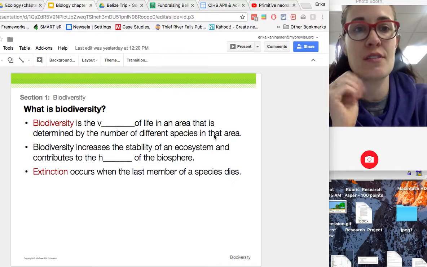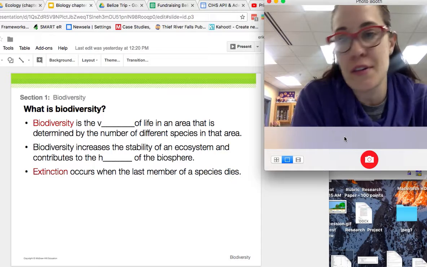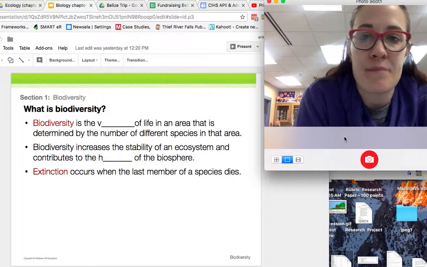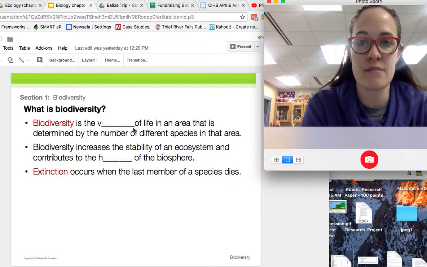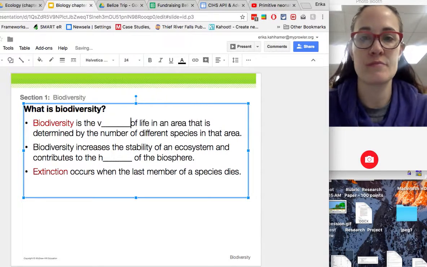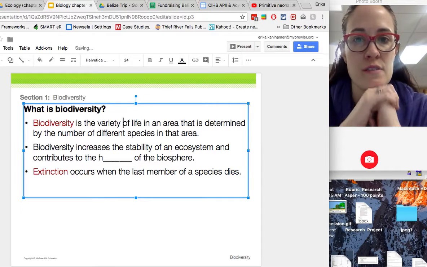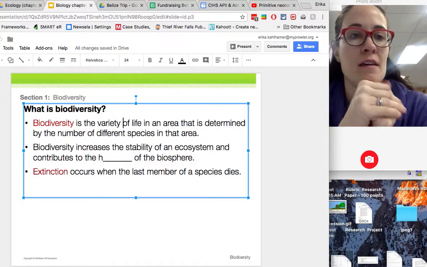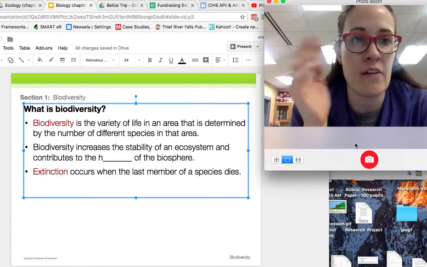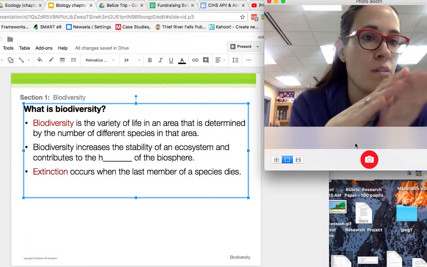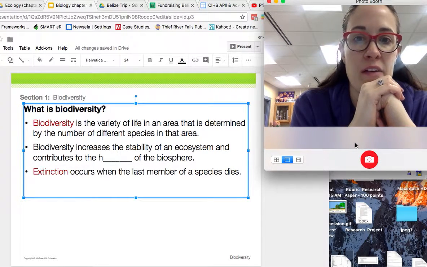All right, biology students, this is chapter 5, and chapter 5 is all about this thing called biodiversity. So what is biodiversity? Biodiversity is the variety, and you should follow along as we go through this, of life in an area that you can just determine by looking at the different species in the area. If it's more biodiverse, it'll have a wider variety of species in a specific area.